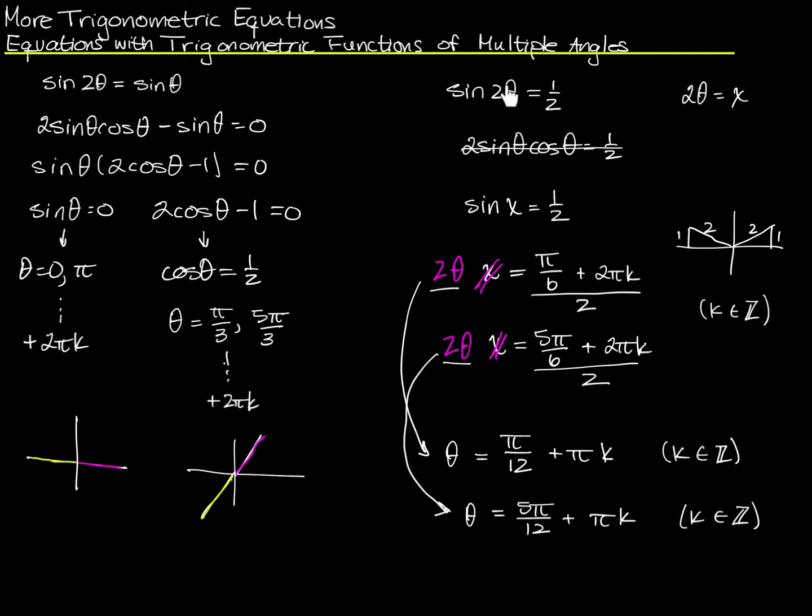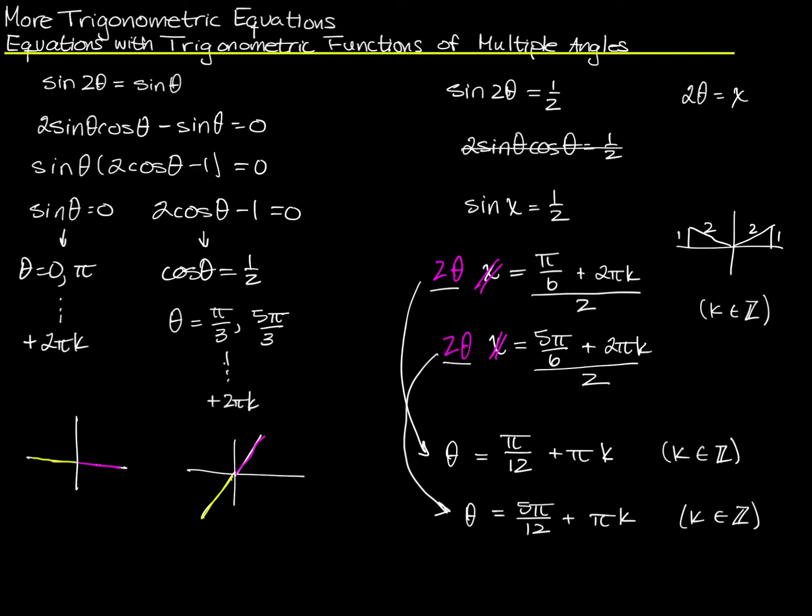So we find the inverse sine for this whole thing, 2 theta. And once we've done that, we can divide by 2. Now, some students will do this whole problem by saying the sine of 2 theta is a half. Therefore, instead of x, they'll write 2 theta equals pi over 6 plus 2 pi k.